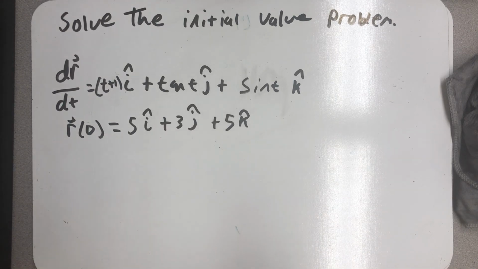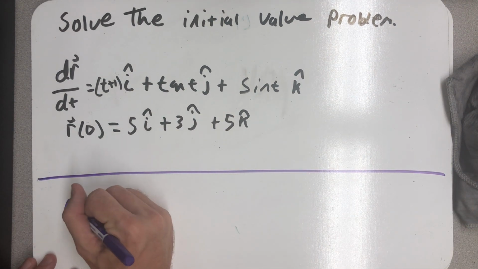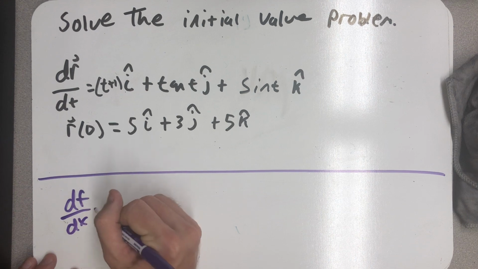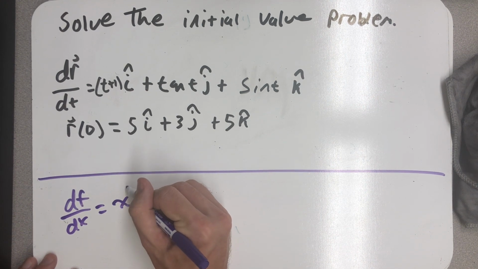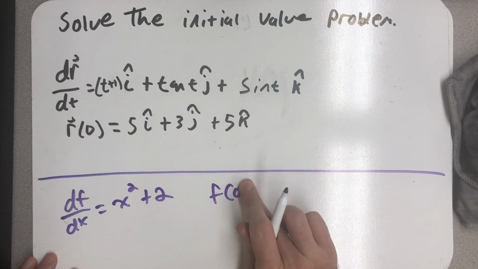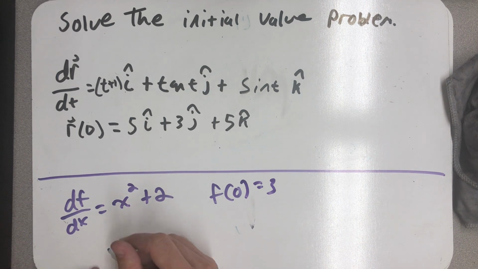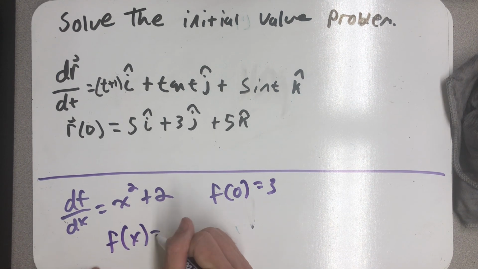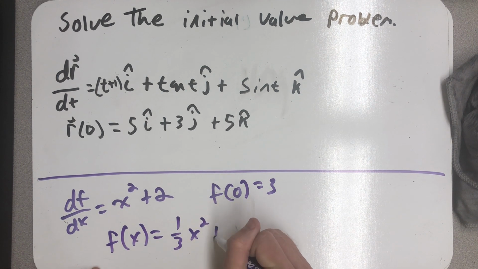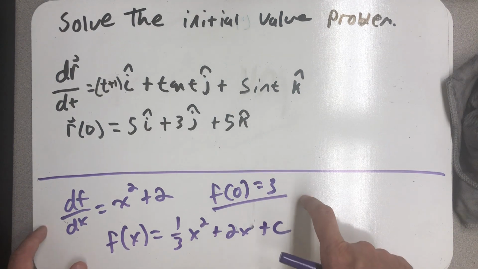I want to solve an initial value problem involving a vector function and an initial condition. But first, let's remember that we've solved initial value problems like this before. And the approach was to find an antiderivative, the most general antiderivative, and then use the initial condition to find out what arbitrary constant solves this actual situation.